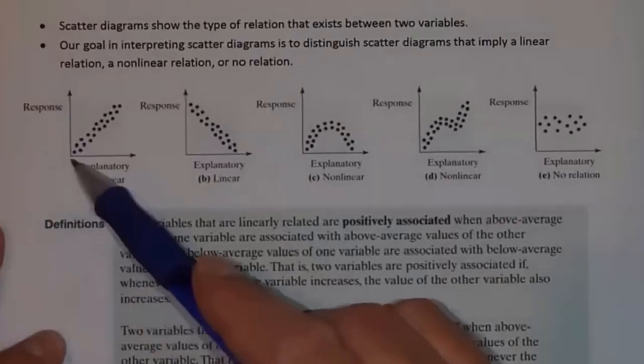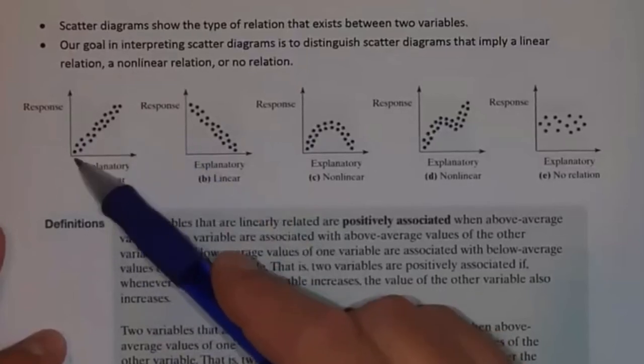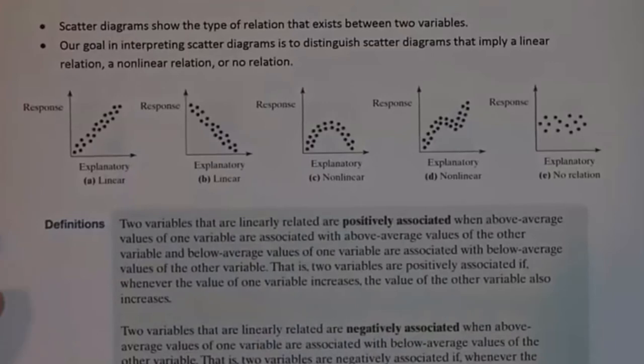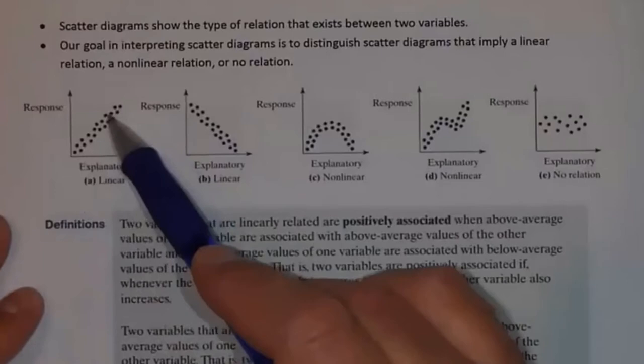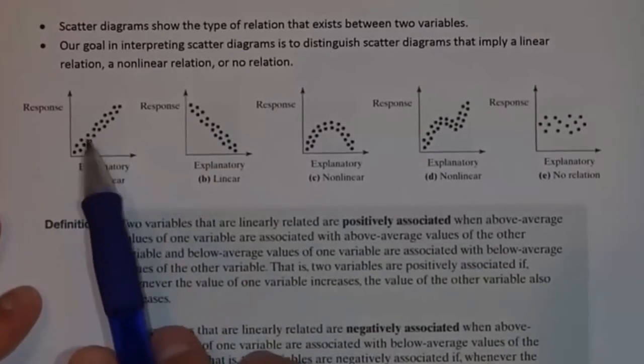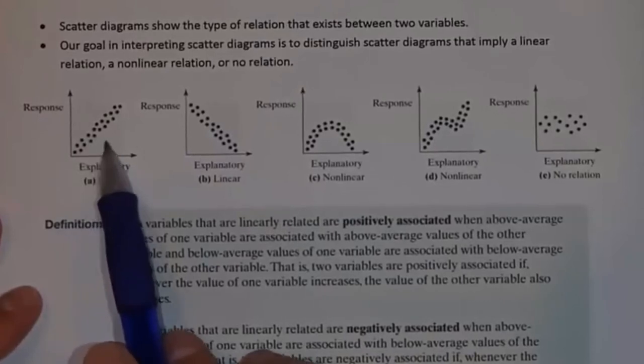So if we get a scatter plot that looks something like this, we would say that it appears we have a linear relationship. Now the data is usually not going to be perfectly linear, but you can clearly see that this would be linear. In fact, we call this relationship right here a positive relation or a positive association. So what does that mean?